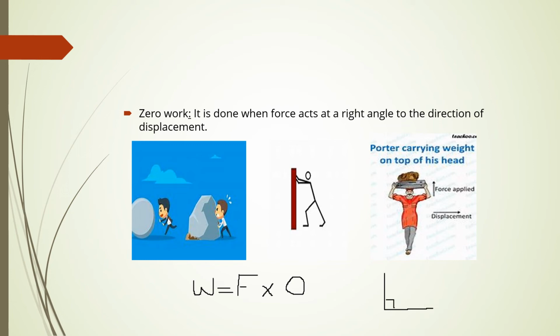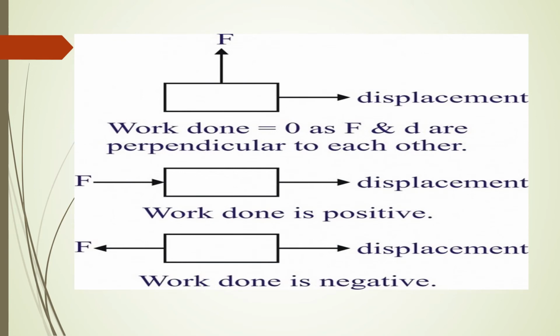I hope you understood. Next, let's write down all the important points, that is force and displacement. If both force and displacement are perpendicular to each other, work done will be 0. And if force and displacement are in the same direction, you can see the heads of the arrows indicating the same direction, so work done is positive. If force and displacement are in opposite directions, one arrow pointing in this direction and the other in that direction, so the work done is negative.